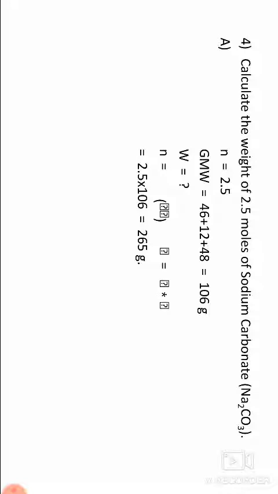Molarity of a solution is calculated by the following equations. First one: molarity equals number of moles of solute divided by volume of solution in liters. Second one: capital M equals W by GMW into 1 by volume in liters. Third one: capital M equals W by GMW into 1000 by volume in ml.